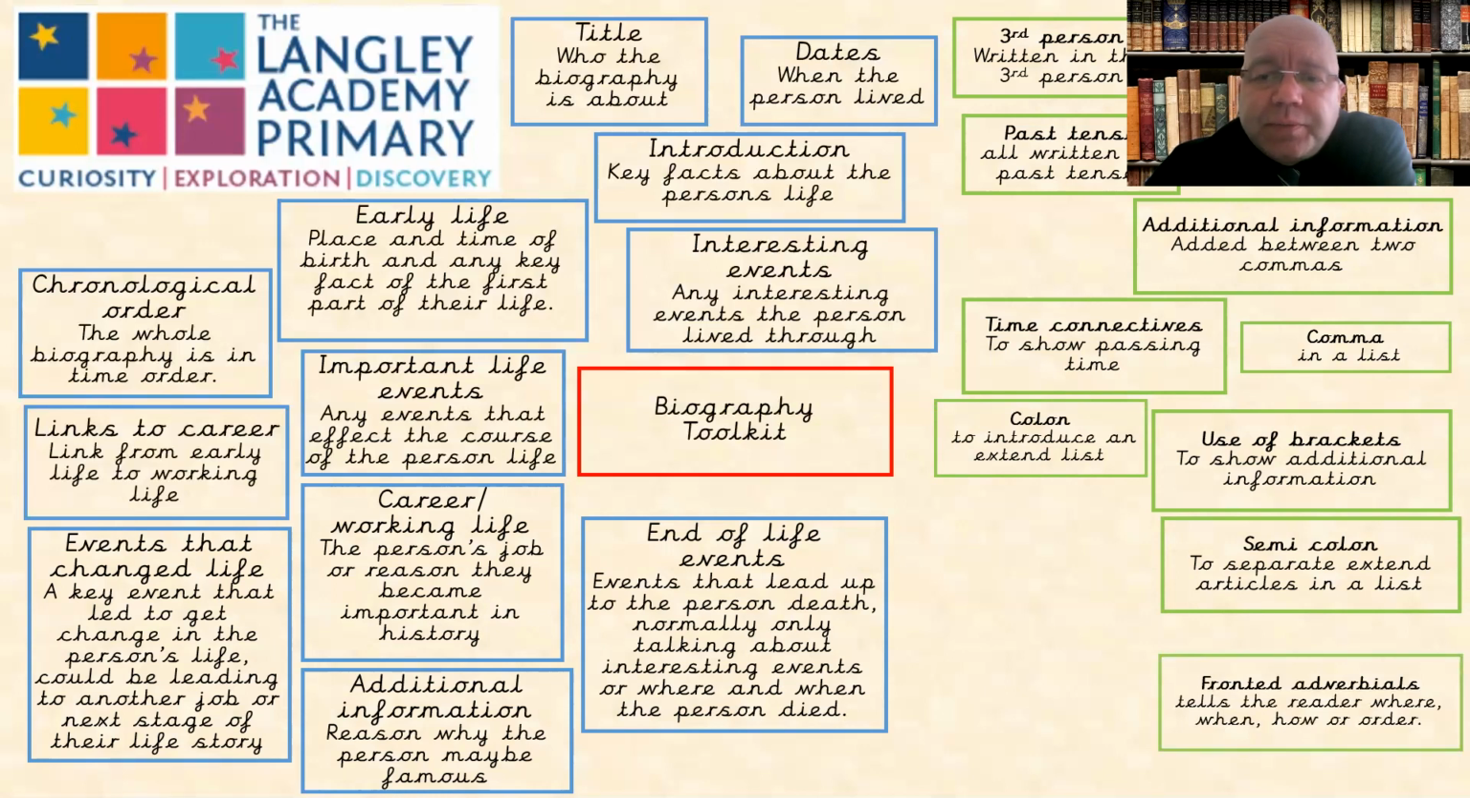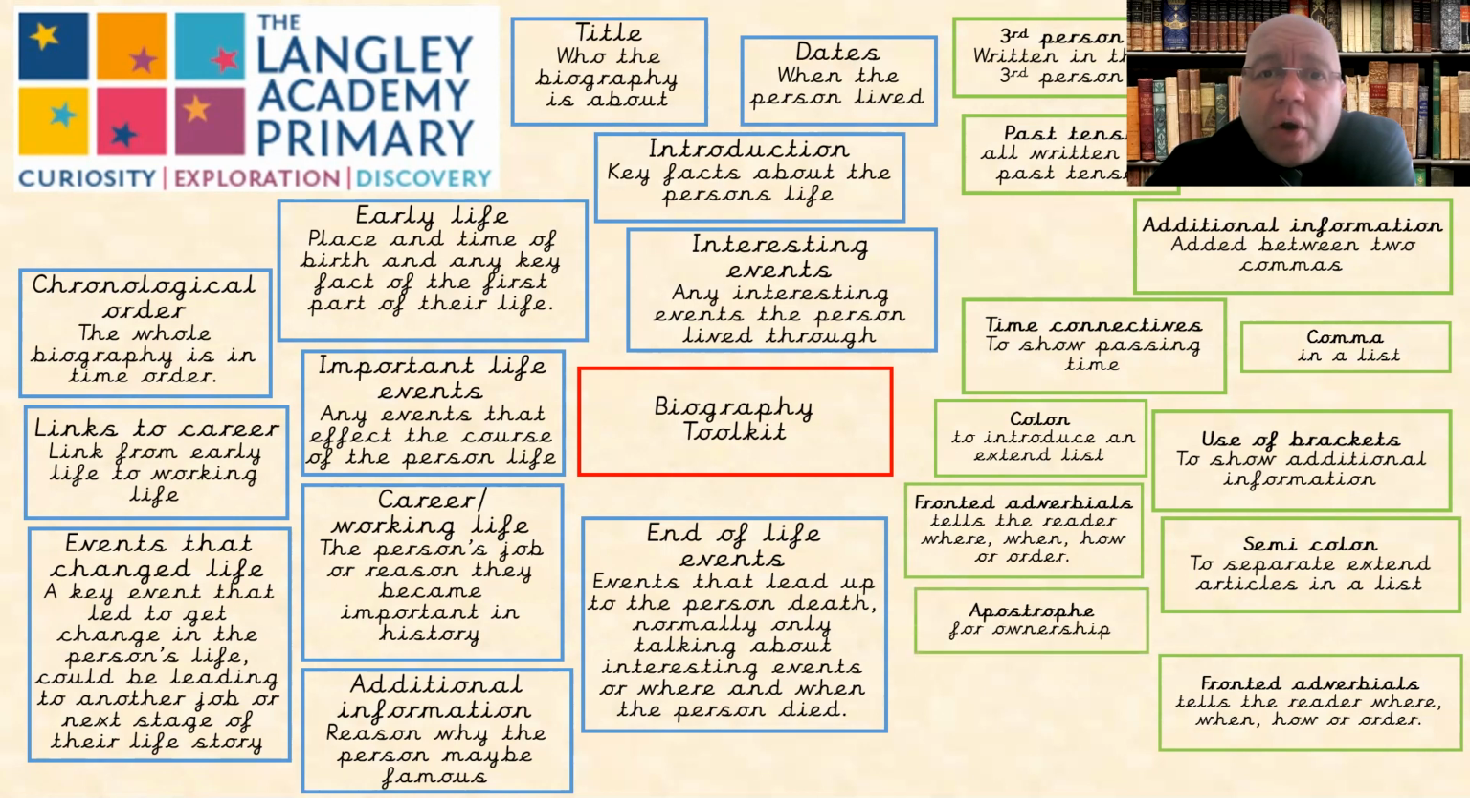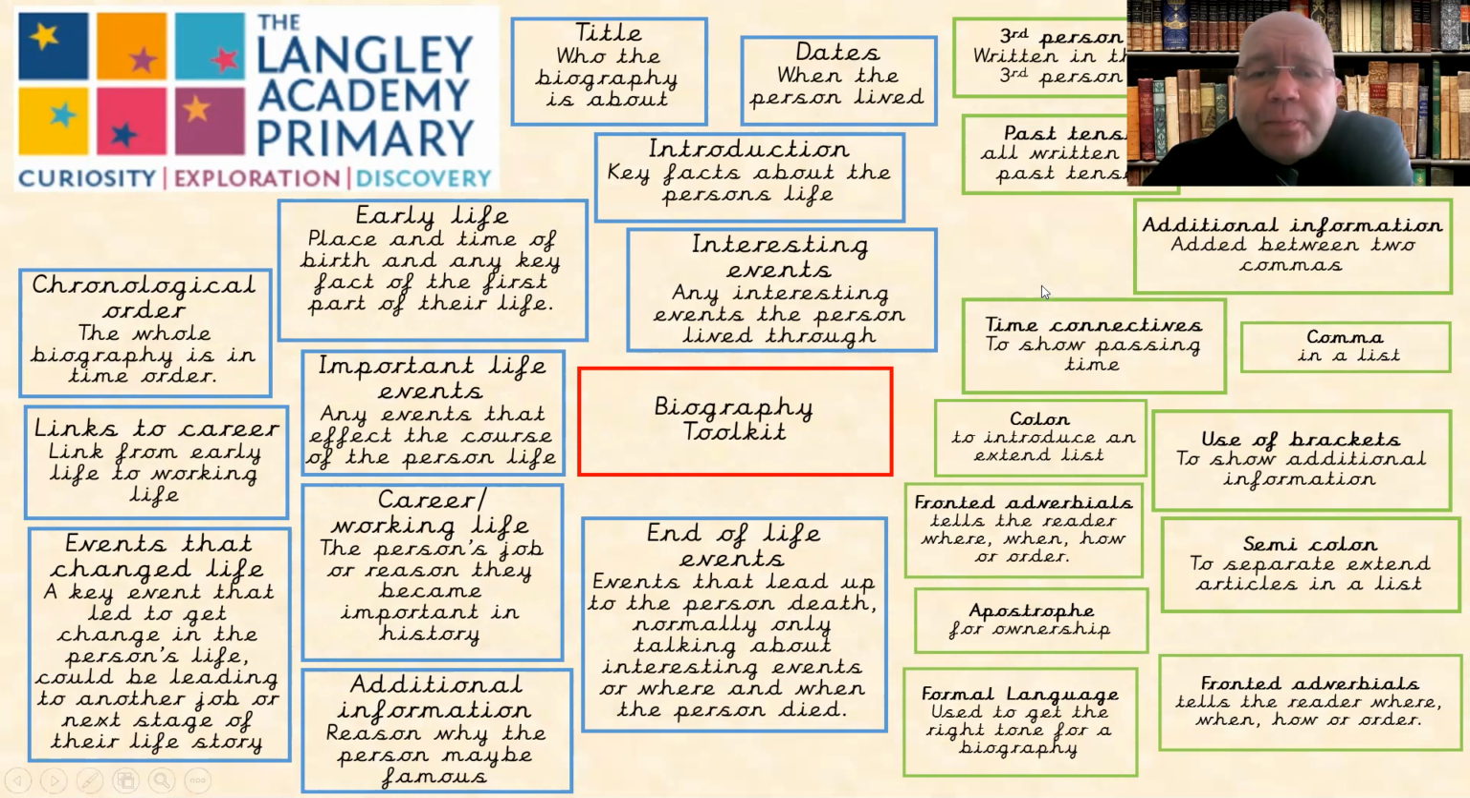Fronted adverbials, we can use those at the starts of sentences to introduce the time, the where, the when, or the order that things happened. Okay. More fronted adverbials. And then apostrophes to show when something is owned. And finally, making sure we write using formal, correct language. Don't make it too chatty. Don't make it informal. Okay. As I say, this is someone's life we're reflecting on, so we should be respectful and write correctly with good English. Okay. So there's your toolkit.